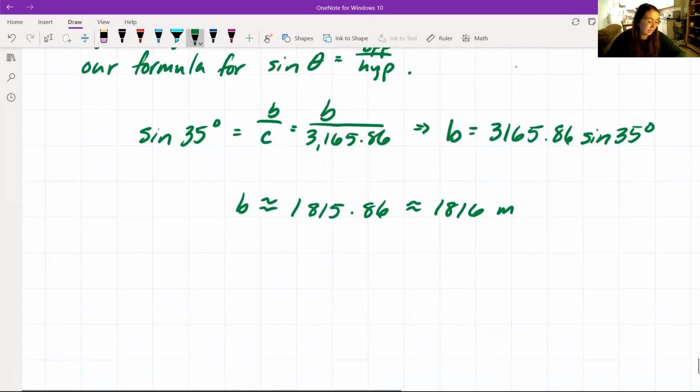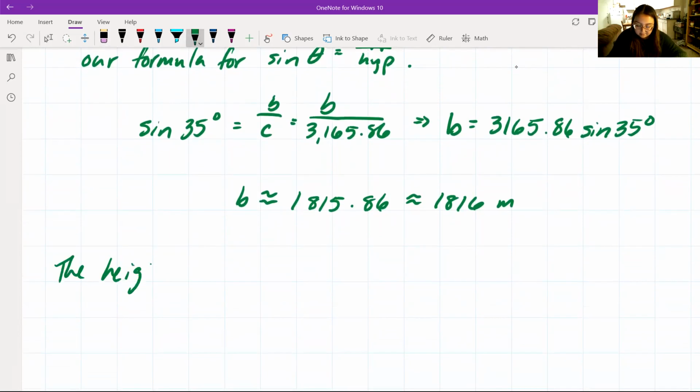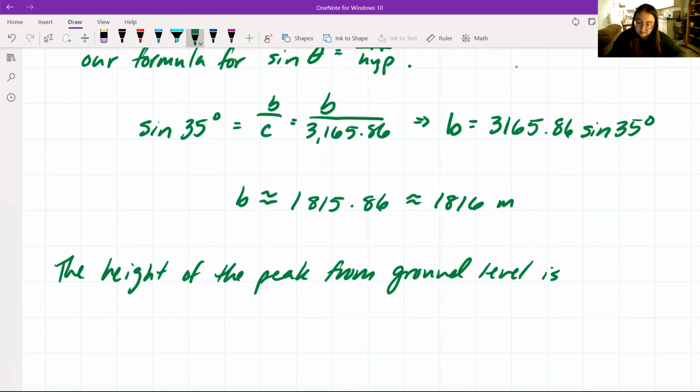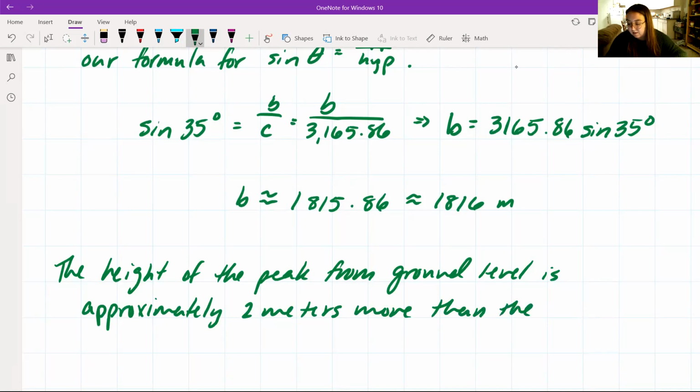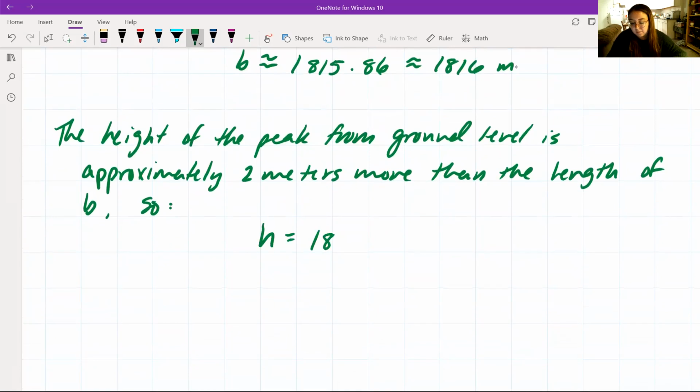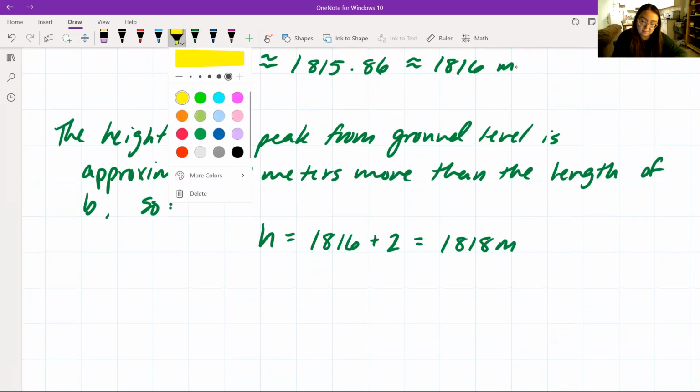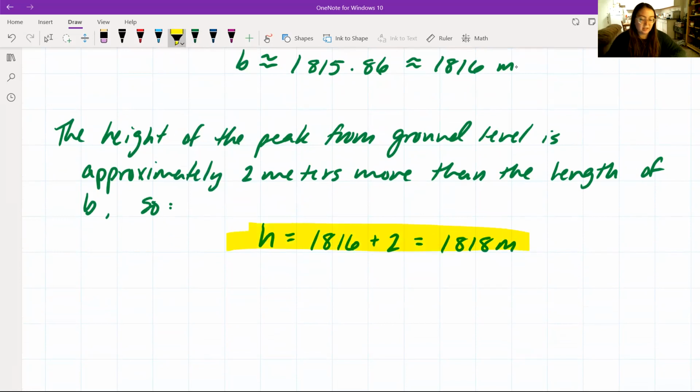So this is our value of B, and we know that the height of the peak from ground level is approximately 2 meters more than the length of B. So we get that h is equal to 1,816 plus 2, which gives us 1,818 meters. And this will be our final answer.